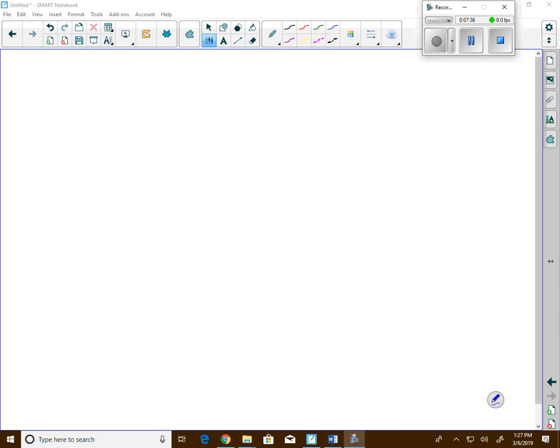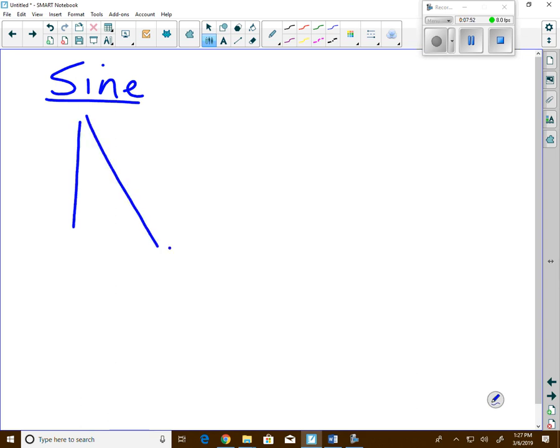Okay, so now we're going to take a look at how to do this with sine and cosine. So sine first. So if we have a triangle, and this time in our right triangle, we have a 50-degree angle here. And we want to find this side, and we know the hypotenuse is 12.